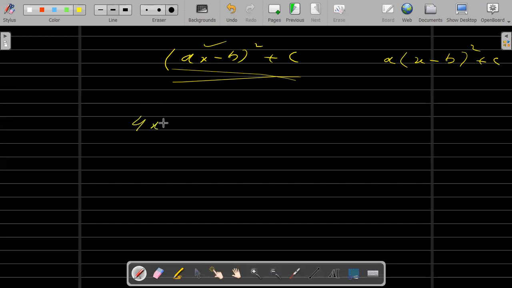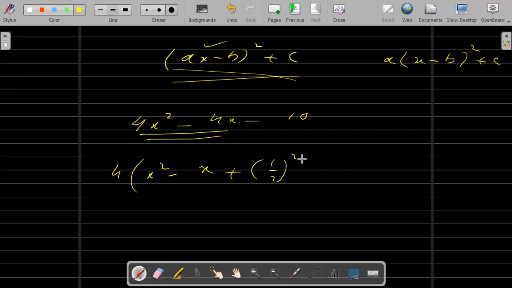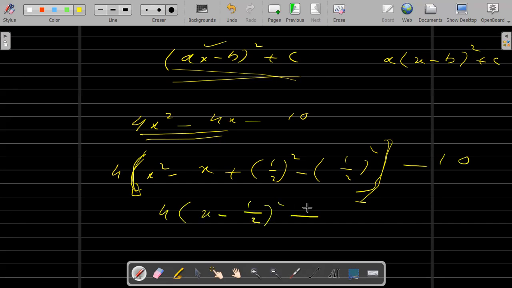Let's say, again, first of all you have to take common, because if it is minus, you have to take minus common. x square minus x, then the coefficient of x is 1. The square of half, first you have to add, and then you have to subtract the same thing. Close this bracket, capital bigger bracket, minus 10 outside. Then you have to multiply this.